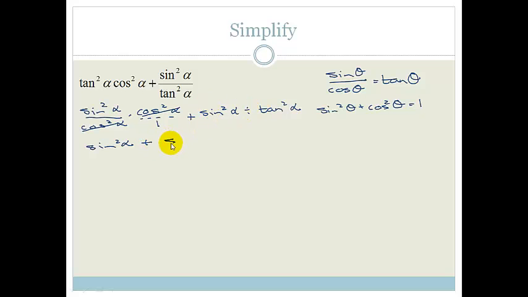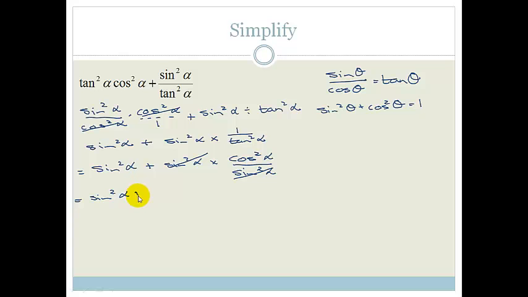So we're just left with sine squared alpha plus, and in this case we've got sine squared alpha times 1 over tan squared alpha, which we knew anyway. So then this becomes sine squared alpha plus sine squared alpha times, now tan is sine over cos, so 1 over tan is going to be cos squared alpha over sine squared alpha, and these cancel, so you end up therefore with sine squared alpha plus cos squared alpha, which is equal to 1.